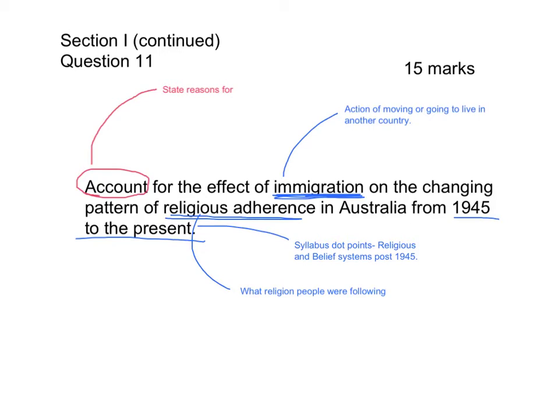Some other key terms that you should pay attention to in relation to this question are the effect, which you could look at as impact, and changing pattern. So we're looking at what changes occurred as a result of immigration. If we wanted to reword this question to make it a little more accessible and easier to understand, you could write it like this.